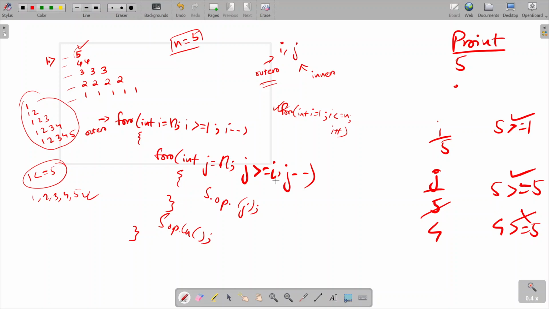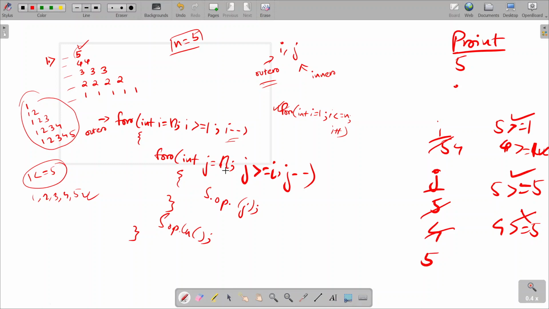The first line is 5. Then what will happen? I's value will get decremented. I will become from 5, it will turn to 4. So 4 greater than equal to 1. Yes, 4 is again greater than equal to 1. The condition is getting satisfied. Now what will happen? It will again enter into this j loop. So j's value will be initialized to 5 again.